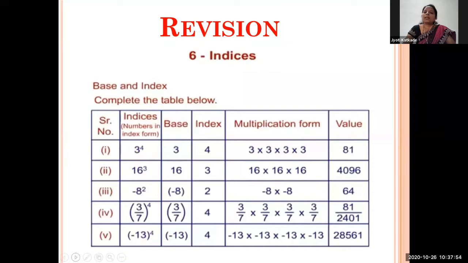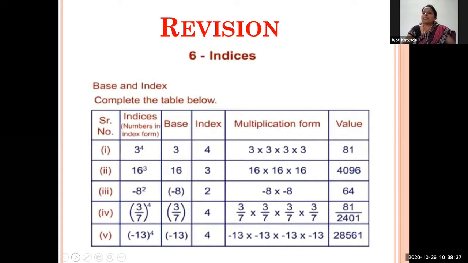The second example in this table is 16 raised to 3. The index is 3, so how many times do we take multiplication of the base? The base is 16, so take 3 times multiplication: 16 into 16 into 16. Then the value we get is 4096.